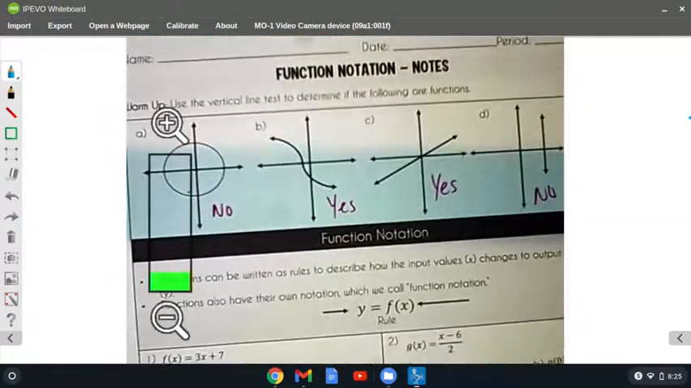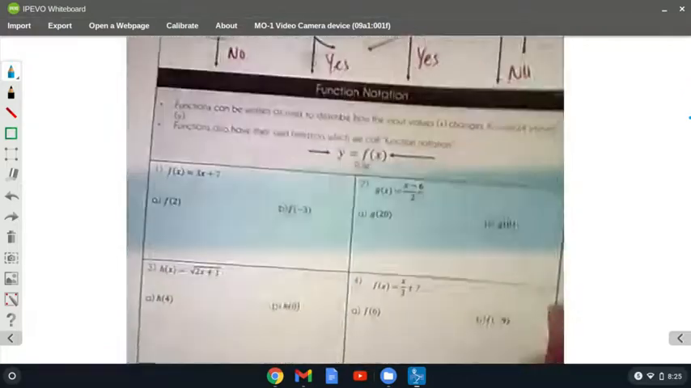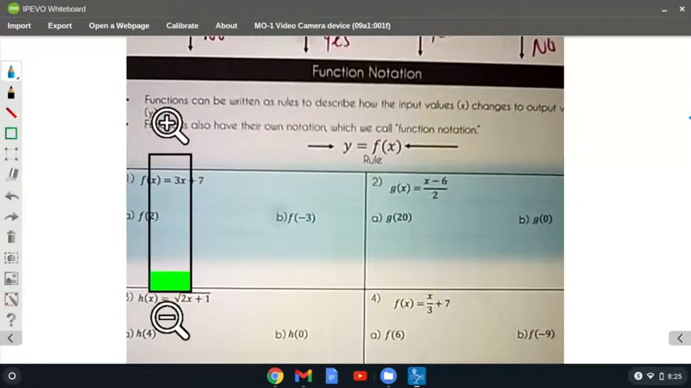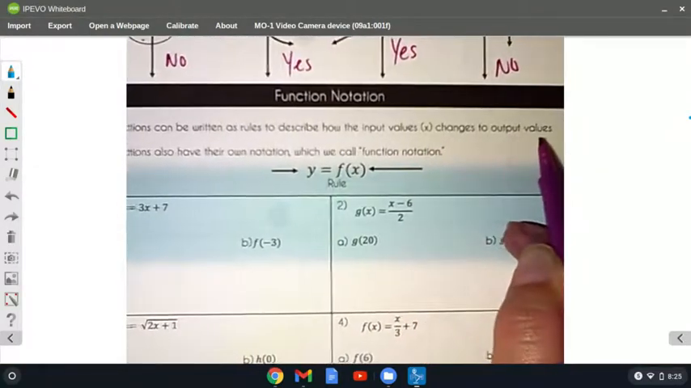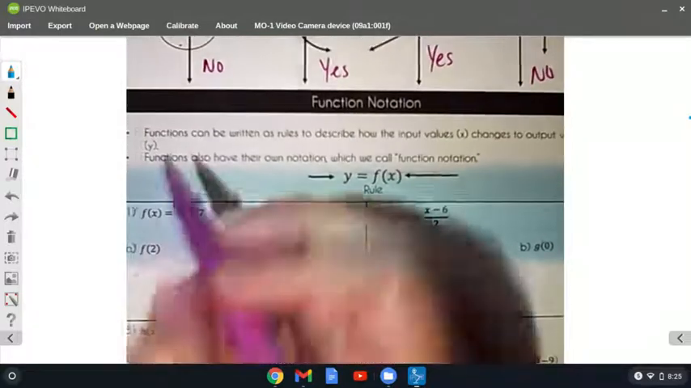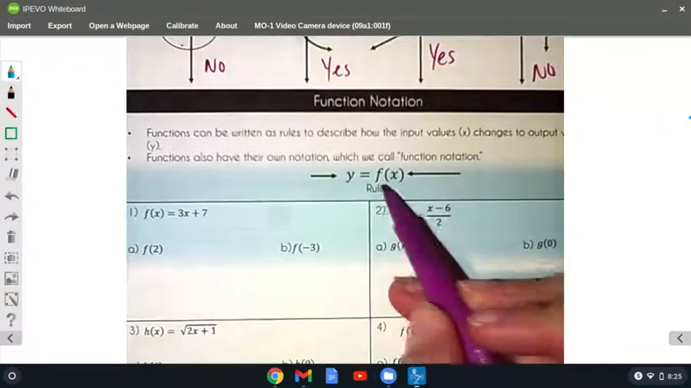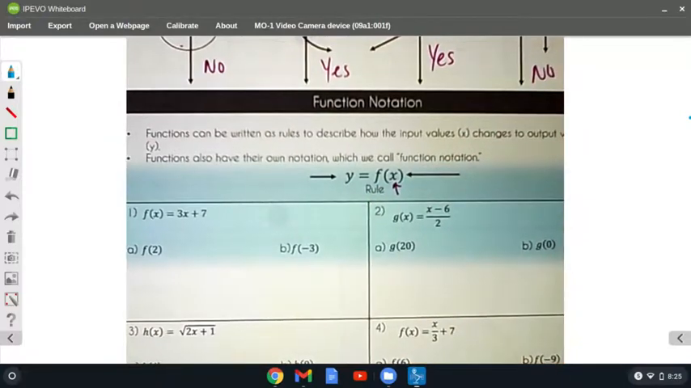Now we're going to get into some stuff that's a little bit new. So if I'm looking here, this is called function notation. Functions can be written as rules to describe how the input values x change the output values, which are our y values. Functions also have their own notation. We call it function notation. This is our rule that y equals f of x. x is just whatever we put in those parentheses.